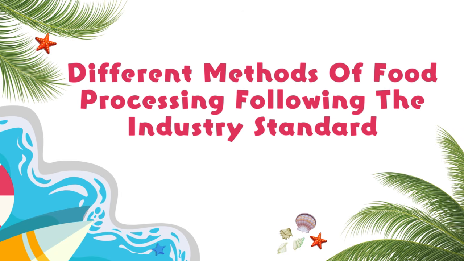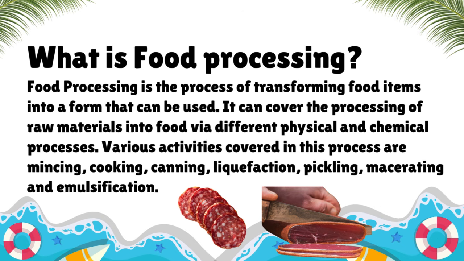Different methods of food processing following the industry standard. What is food processing? Food processing is the process of transforming food items into a form that can be used. It can cover the processing of raw materials into food via different physical and chemical processes. Various activities covered in this process are mincing, cooking, canning, liquefaction, pickling, macerating, and emulsification.